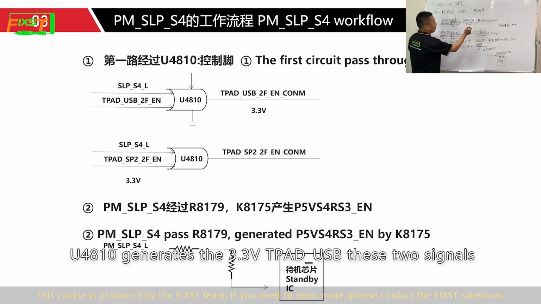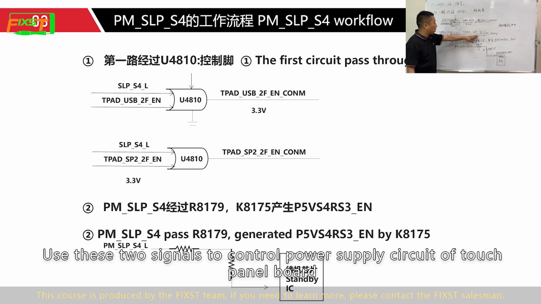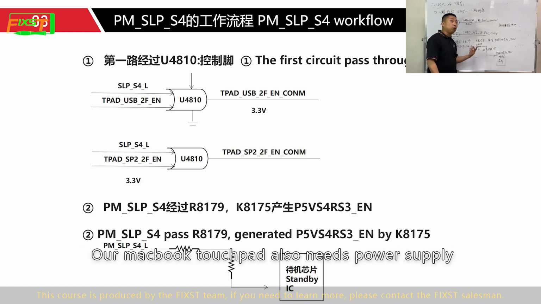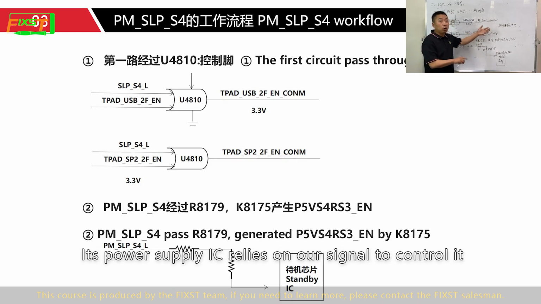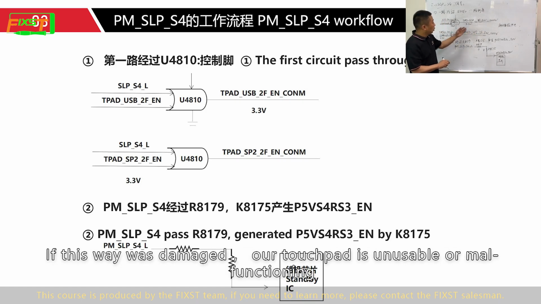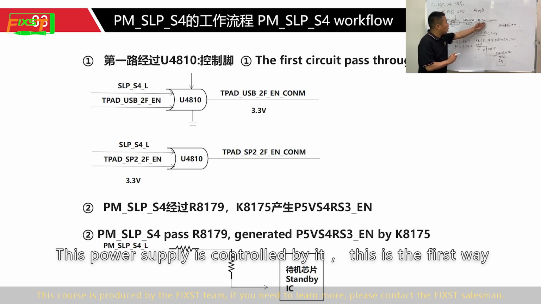U4A10 generates a 3.3 volt TPAD USB, these 2 signals. Use these 2 signals to control the power supply circuit of the touch panel board. Our MacBook touchpad also needs power supply. Its power supply IC relies on our signal to control it. If this pad was damaged, our touchpad is unusable or malfunctioning. This power supply is controlled by this, the first way.